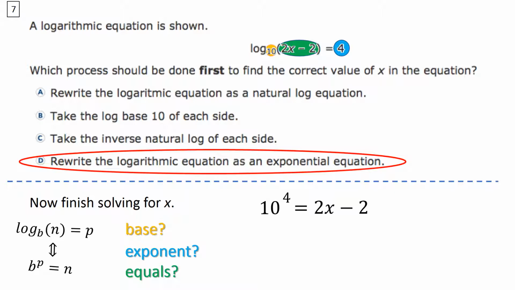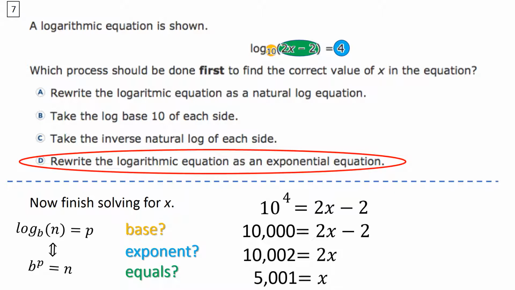Well, fortunately, 10 to the 4th is just a number. It's just 1 with 4 zeros after it, 10,000. So 10,000 equals 2x minus 2. That's something we can solve. Get x by itself, so what do we do? We add 2 to both sides, gives us 10,002 equals 2x. Then divide both sides by 2. 5,001 equals x, and that's going to be our answer.